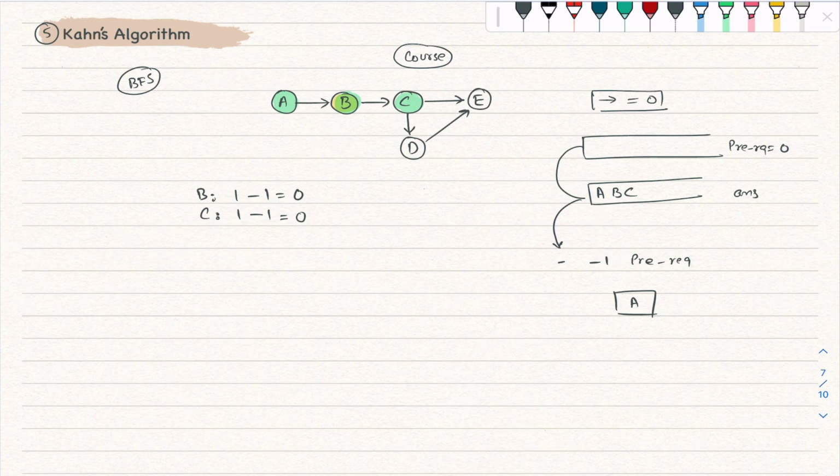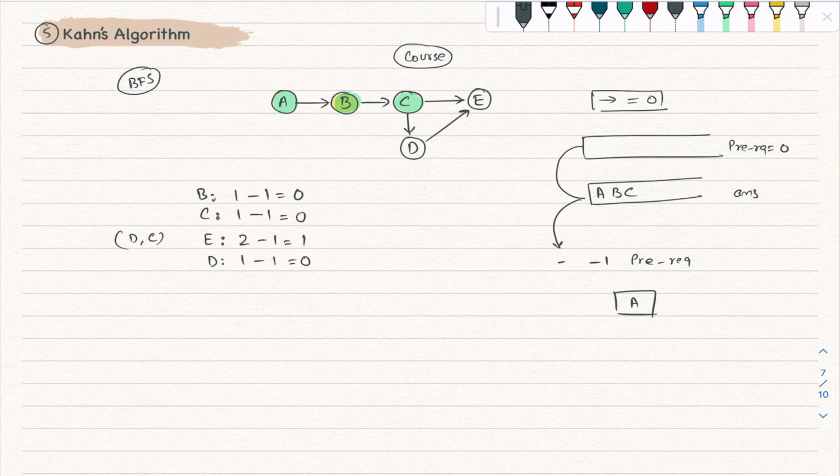Now once we have studied C, again we look for the subjects which have C as their prerequisite. We can see there are 2 subjects, E and D, which have C as their prerequisite. We will decrement 1 from both of them. E has 2 prerequisites, which were D and C, so we decrement 1 from it and we get 1. For D, there was only 1 prerequisite, which was C, and we decrement 1 from that and we get 0.